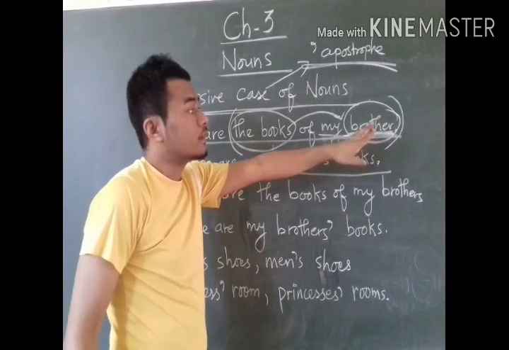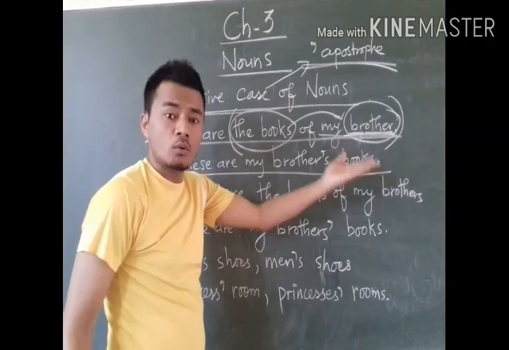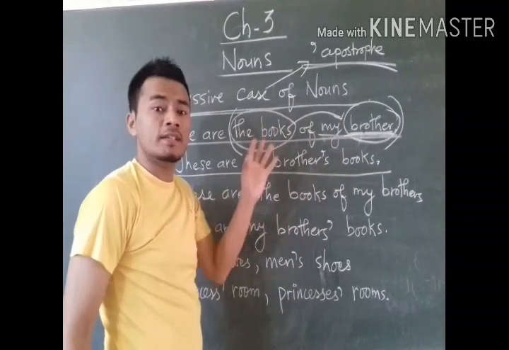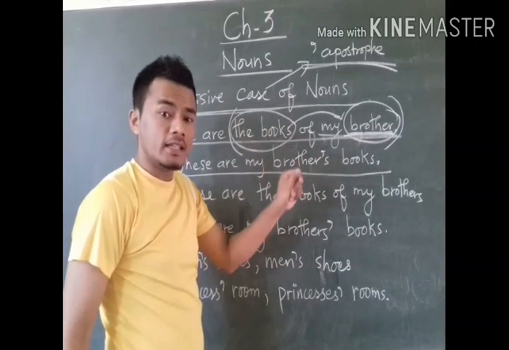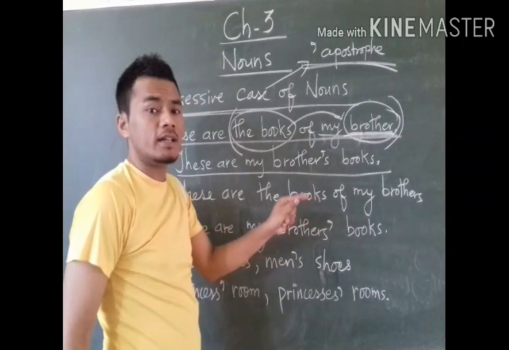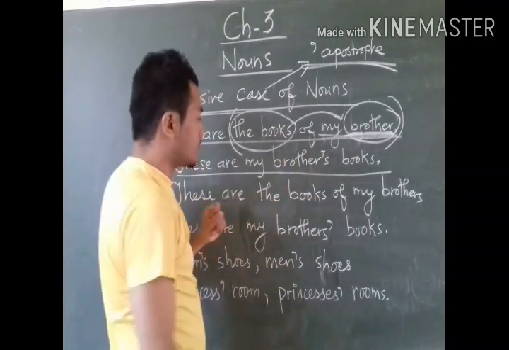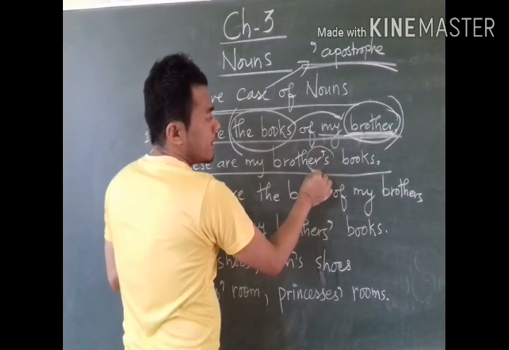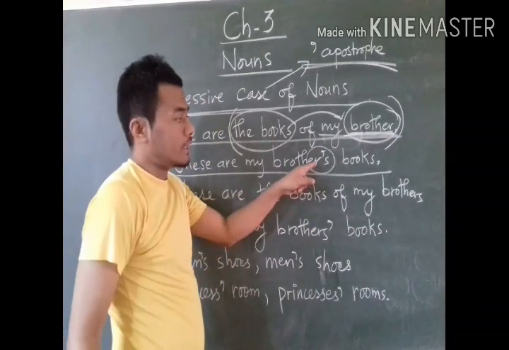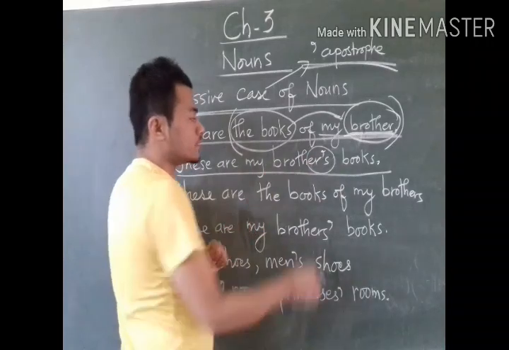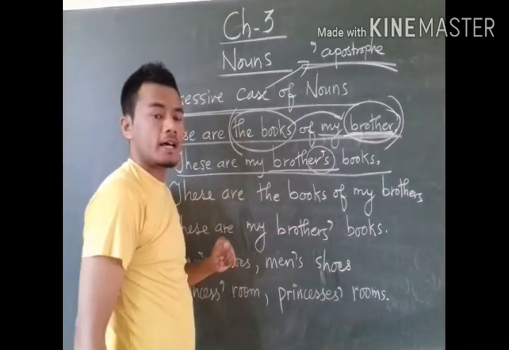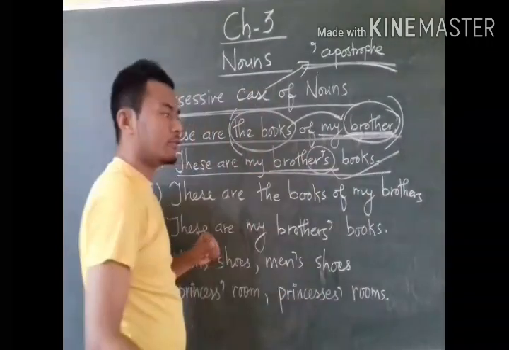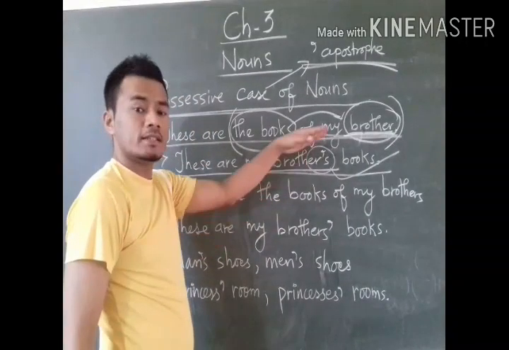So if the noun to which something belongs is singular, then we have to use apostrophe s. Like here, these are my brother's books. My brother's, brother apostrophe s, books. So this is the correct possessive case of this singular noun.